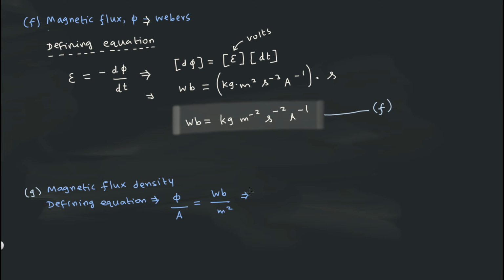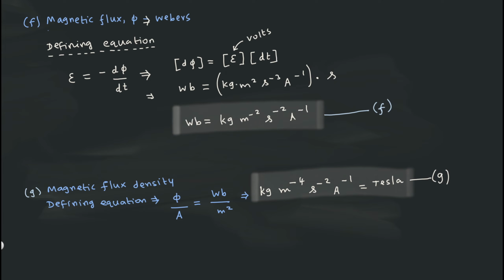So what is the dimensions of the Weber that you have already, and there is a divided by meter square. So directly you can write down that this is a kilogram. So this is meter to the power now minus 4, because 2 here and 2 here, the remaining things are same. I will write second to the power of minus 2 ampere to the power of minus 1, and that will be equivalent to Tesla.